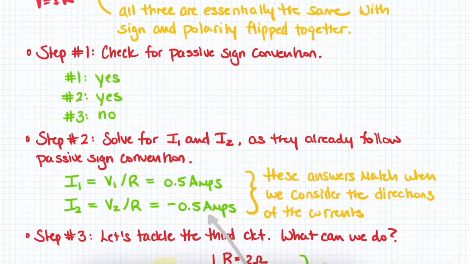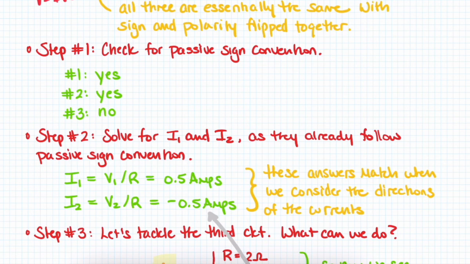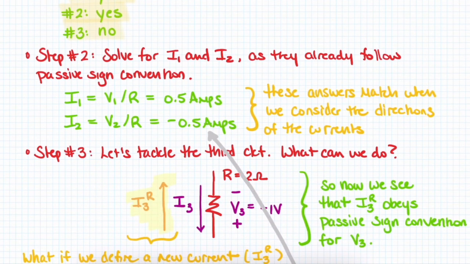So the first step that I recommend here is for you to check the passive sign convention, and like we showed a second ago, for the first 2 the answer is yes, and for the third one, the answer is no. Now, in our second step, let's solve for I1 and I2, the first 2 examples, because they already follow the passive sign convention, and so hopefully we're pretty familiar with how to solve those.